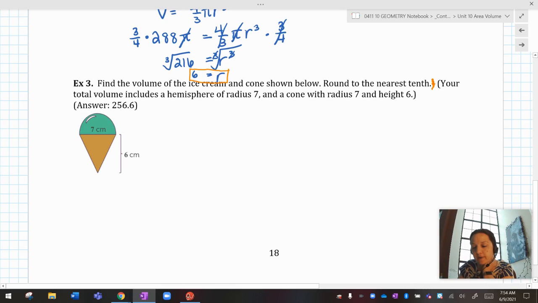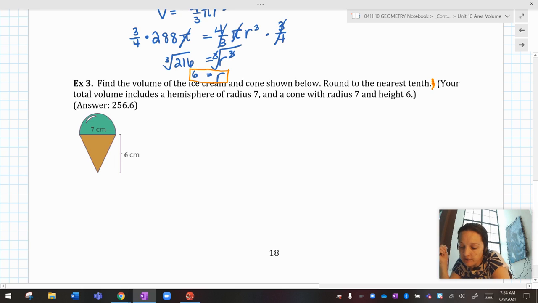Okay, so the next one says find the volume of an ice cream cone shown below. I love ice cream in the summer. I am a cookies and cream person. I don't know about the rest of you. I don't want cookie dough. Yuck, it's just like little nuggets of sugar. I want a nice Oreo cookie mixed into my ice cream.